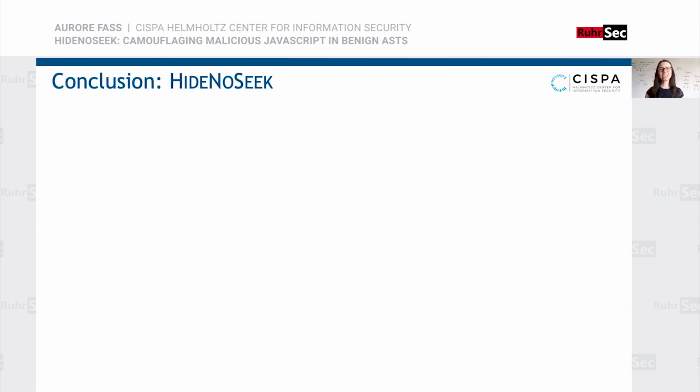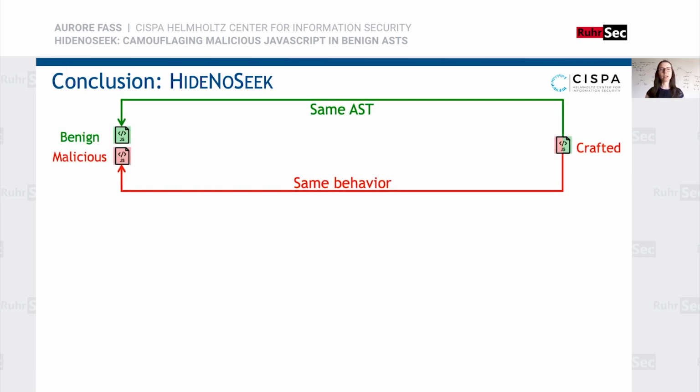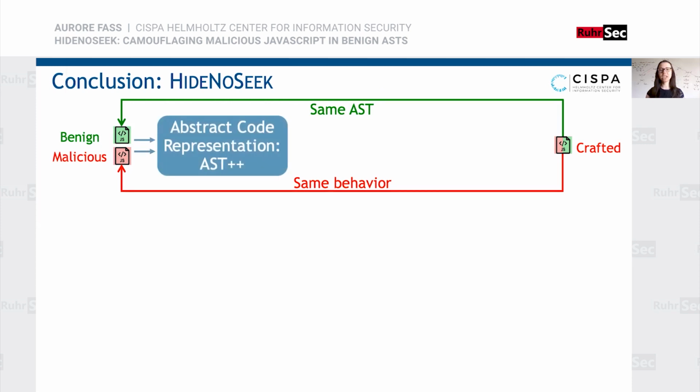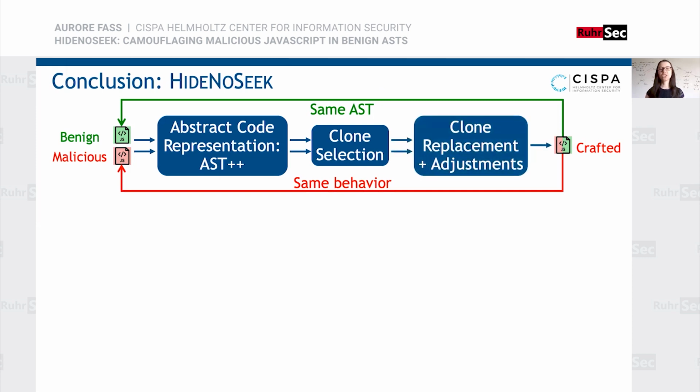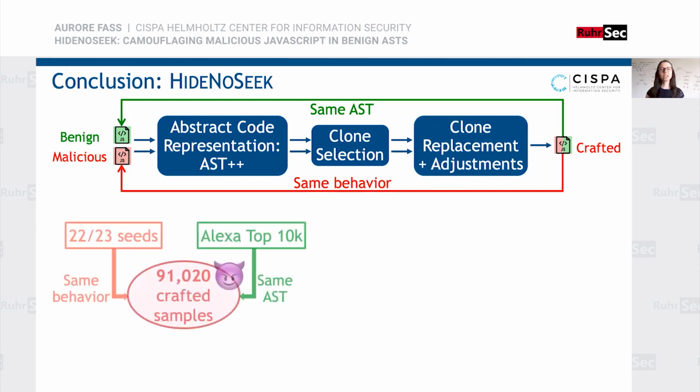To sum up, HideNoSeek is a generic camouflage attack against static JavaScript detectors, as it changes the constructs of malicious samples to perfectly reproduce an existing benign syntax. For this purpose, HideNoSeek rests on an abstract code representation to detect identical syntactic structures between the benign inputs and the malicious seeds. Then it replaces the benign clones by the malicious ones before adjusting the remaining code so that it will run at the end. In practice, we leverage 22 malicious seeds to craft over 90,000 malware, which have exactly the same AST as websites from Alexa Top 10,000.